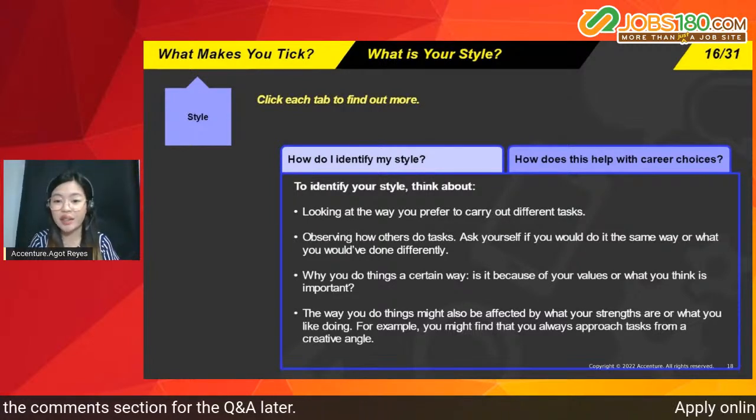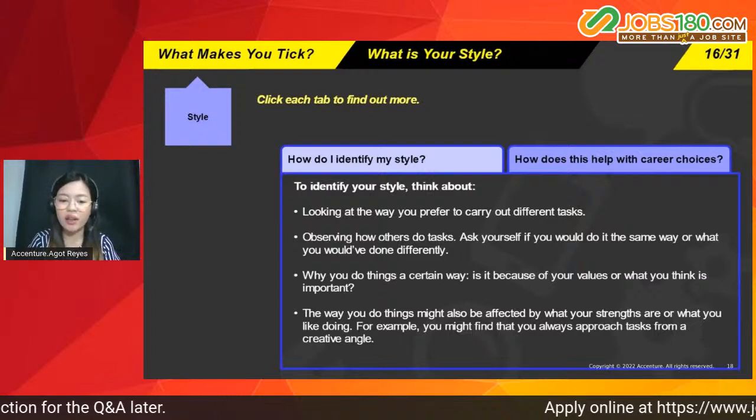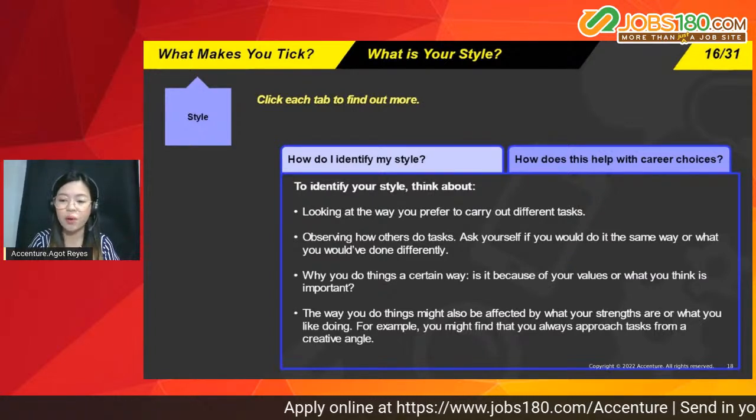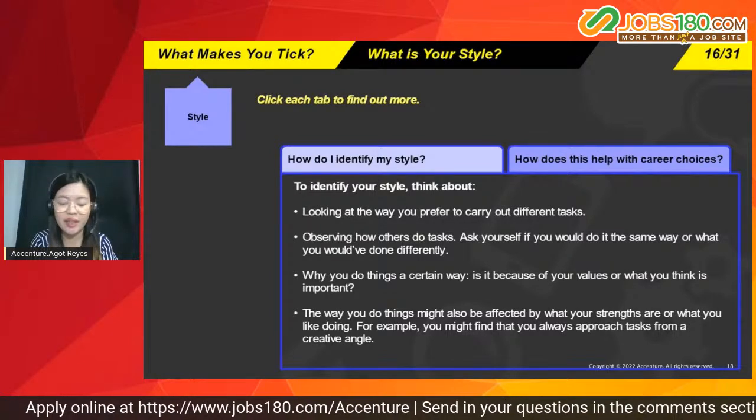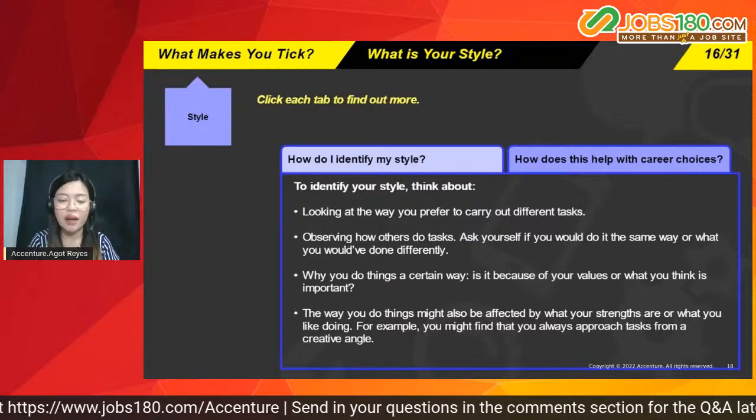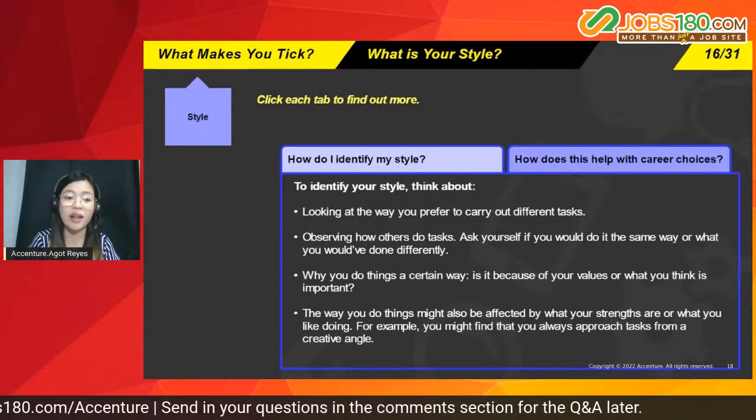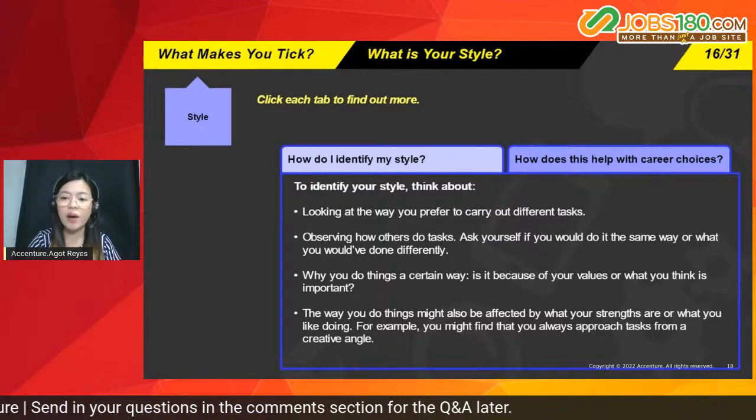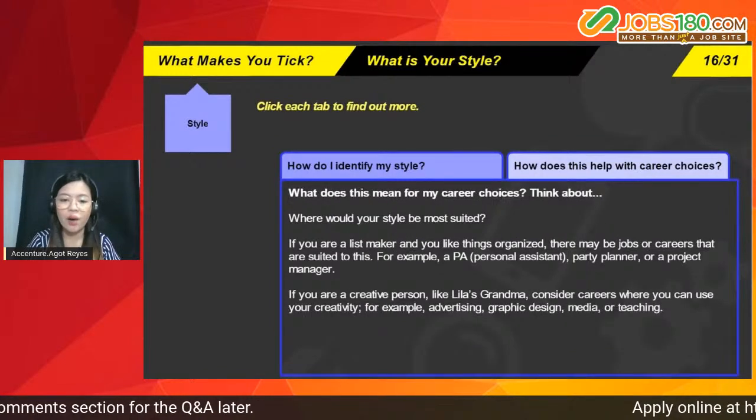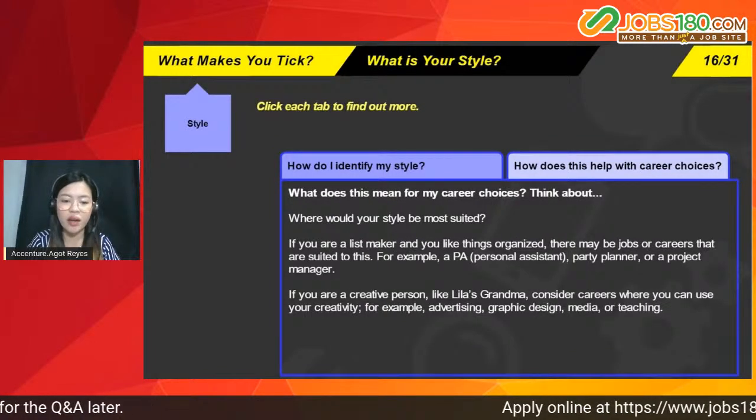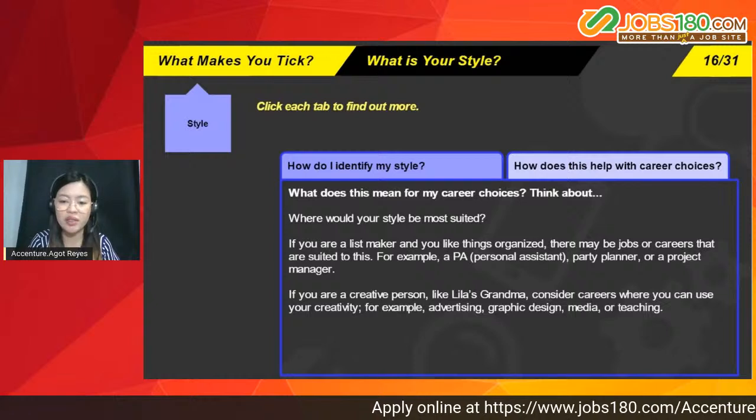So medyo related din siya dun sa kanina, no? Or what you like doing. For example, you might find that you always approach tasks from a creative angle. And I hope you still remember yung tatlo kanina, no? So we have interest, we have strengths, we have motivation, and then last, yung style. So how will knowing your style help you with your career choices? On this one, you have to answer the question: where would your style be most suited?